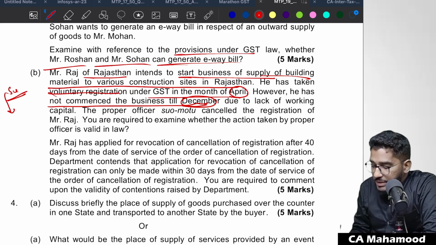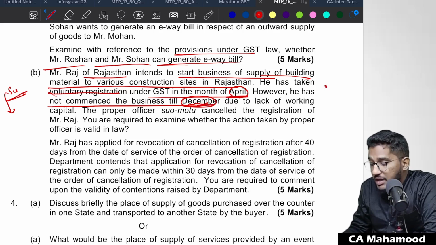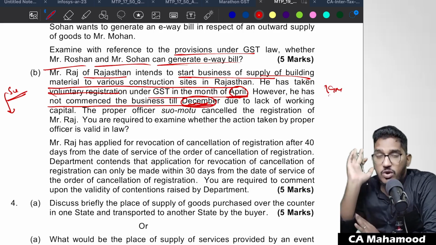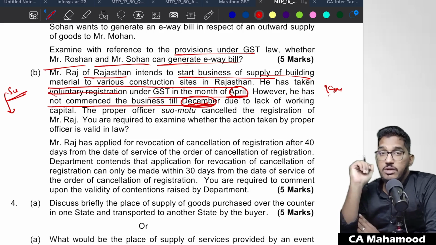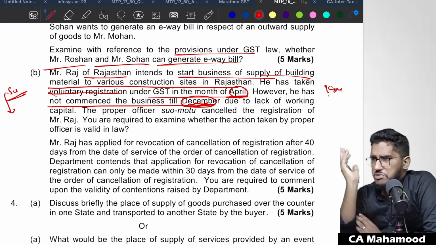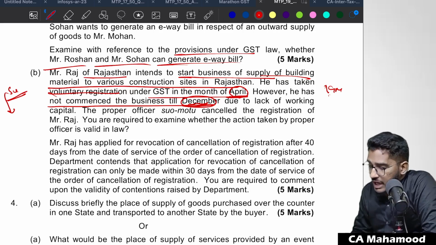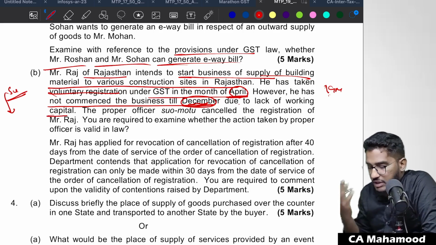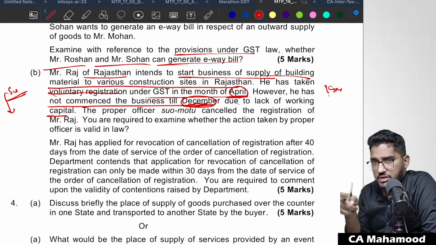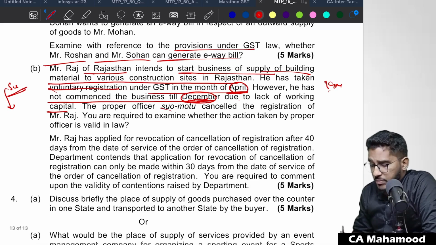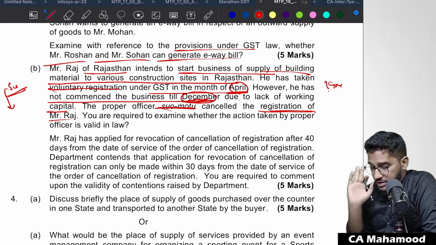Here also the same thing happened. The person took voluntary registration in the month of April, but till December, that means from April, 9 months are over. Still business not commenced. Now you tell me, will the proper officer have the power to cancel the registration? Obviously. Due to lack of working capital, whatever may be the reason, you did not start the business within 6 months, so the proper officer can cancel your registration. The proper officer on suo moto basis cancelled the registration of Mr. Raj. Very good.